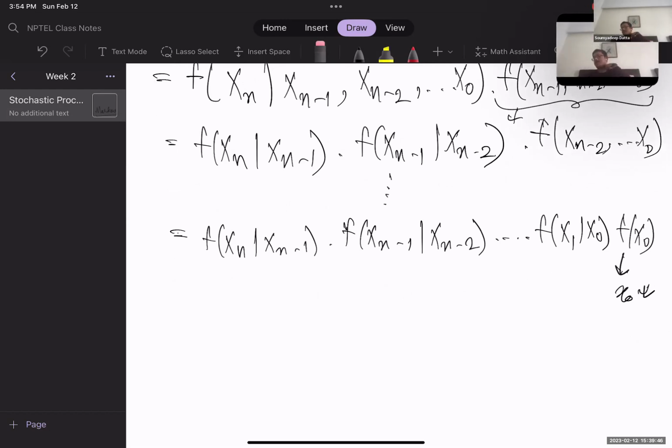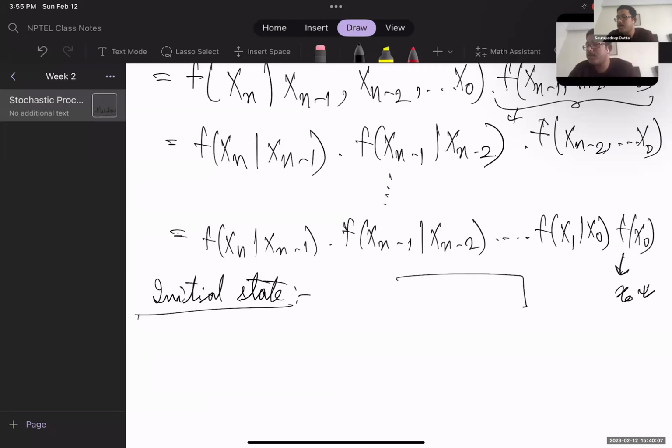From an example, it might be even clearer. In a queuing example, these things become clearer, but all you need is the initial state. For a queue, the initial state is always an empty queue. So n equal to 0, no elements here.